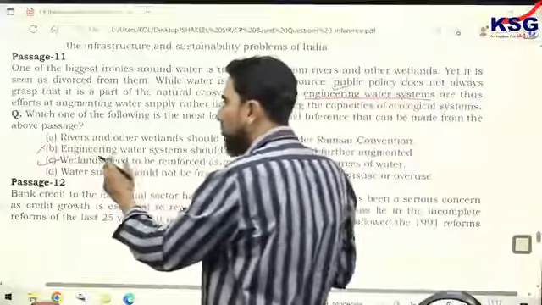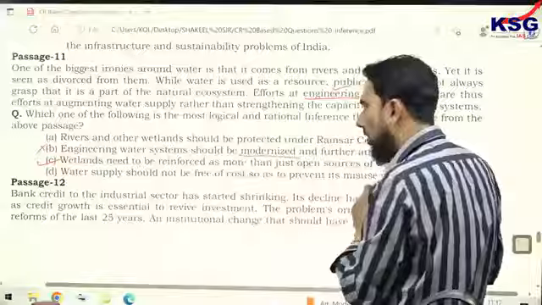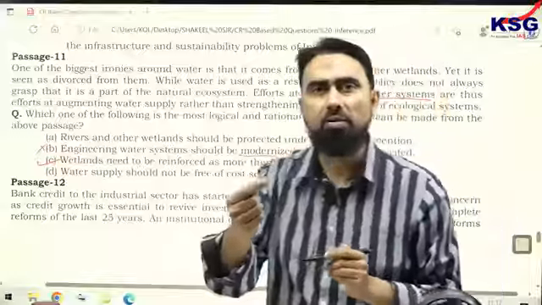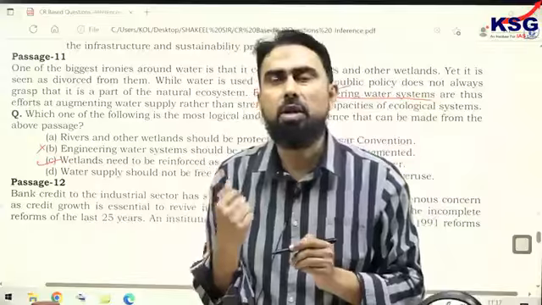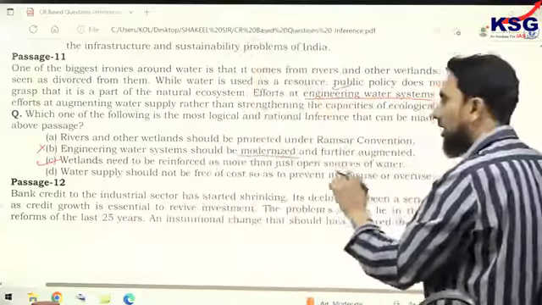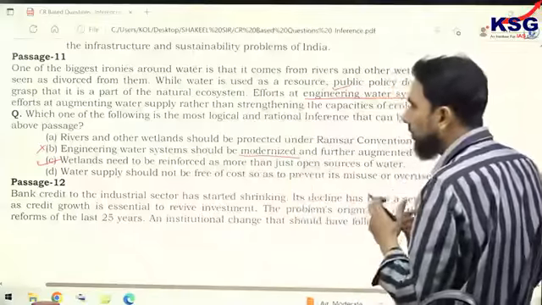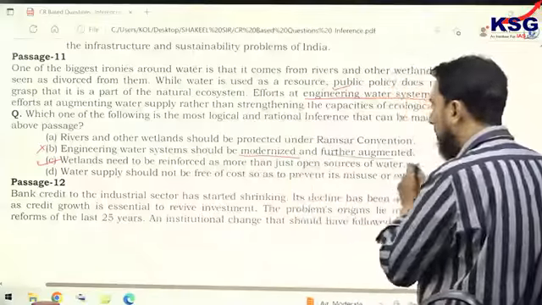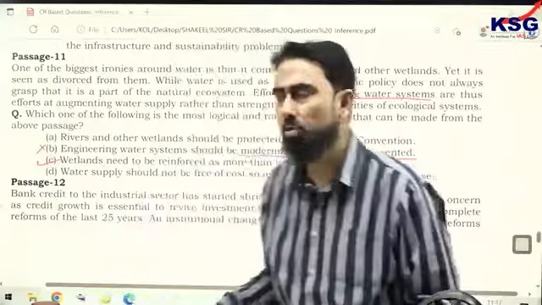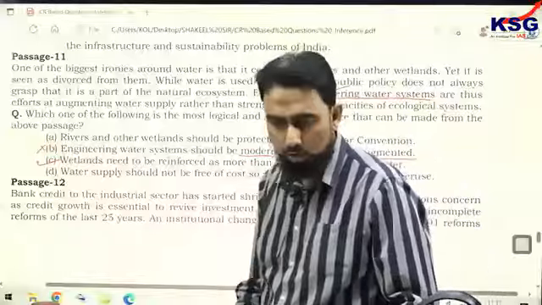So how can we choose option B, which says engineering water systems should be modernized? Now modernized, but it is not mentioning the exact lacking that it should address. The exact problem raised by the author is that it does not take care of the preservation of the sources of water. So it just says modernize. Modernize is more related to technology and all that, not necessarily related to the preservation. And further augmented, now supply must again be strengthened. So again, this option is a weak option, and so for passage 11 it should have been option C.